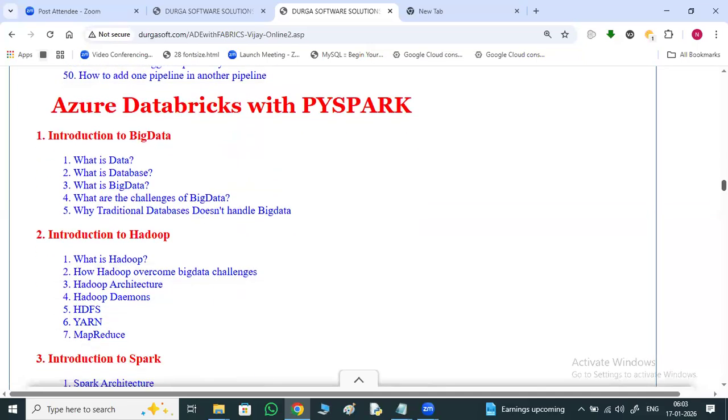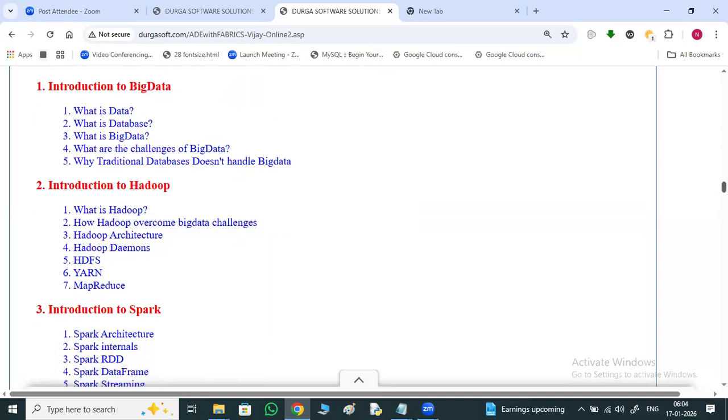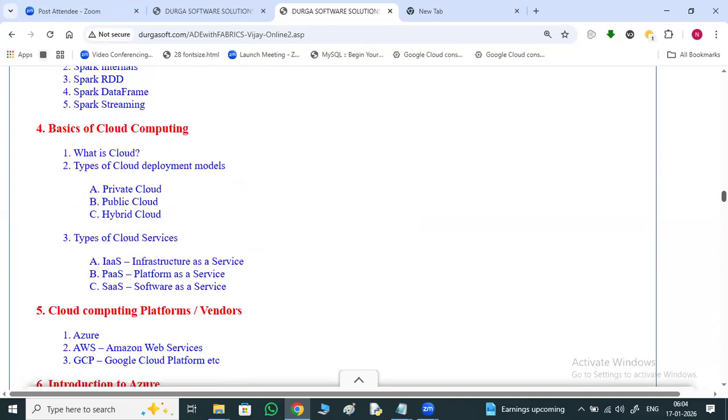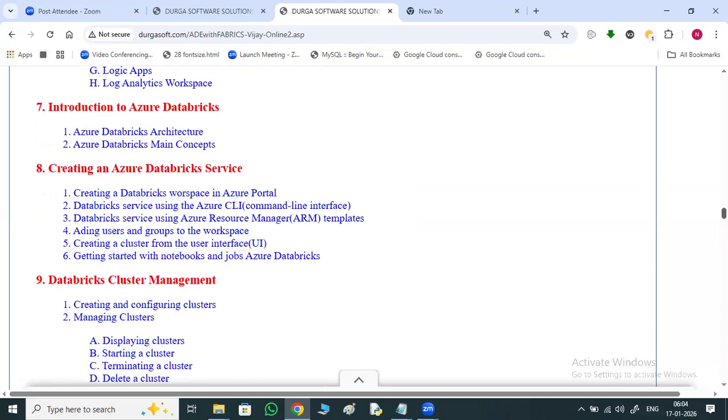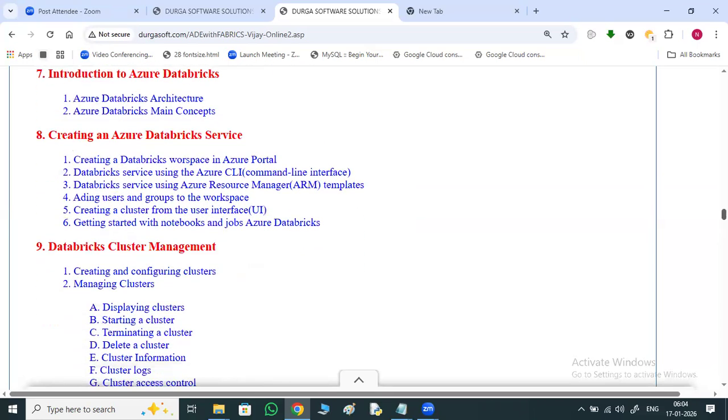Databricks with PySpark: introduction to big data, Hadoop, Spark, cloud computing, Azure, and creating the Azure Databricks service, adding users and groups to the workspace, creating a cluster, displaying, starting, terminating, and deleting a cluster.